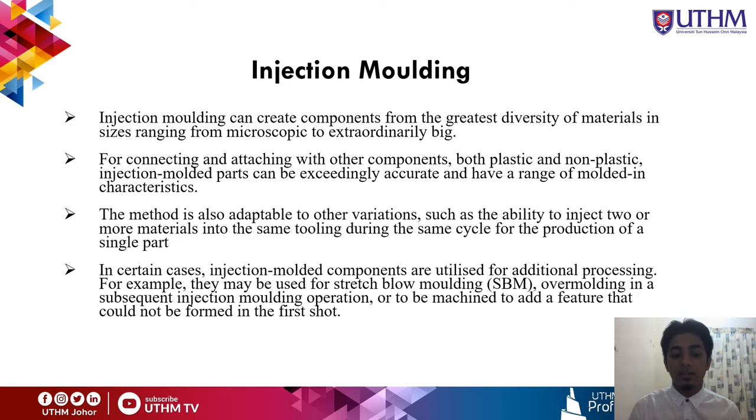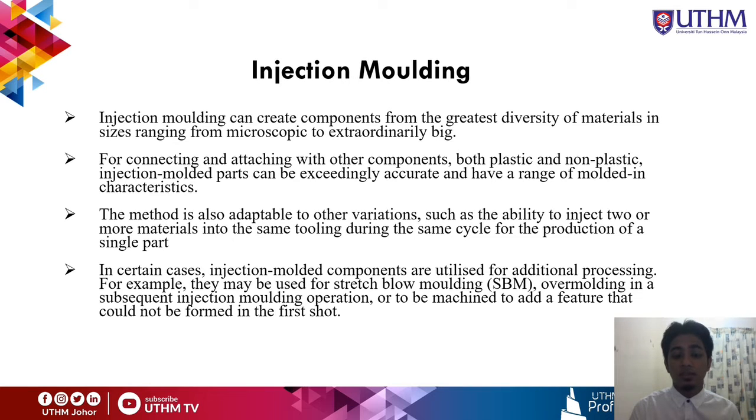For injection molding, it can create components from the greatest diversity of materials in size ranging from microscopic to extraordinarily big. For connecting and attaching to other components, both plastic and non-plastic, injection mold parts can be exceedingly accurate and have a range of mold-in characteristics. The method is also adaptable to other variations, such as the ability to inject two or more materials into the same tooling during the same cycle for the production of a single part.